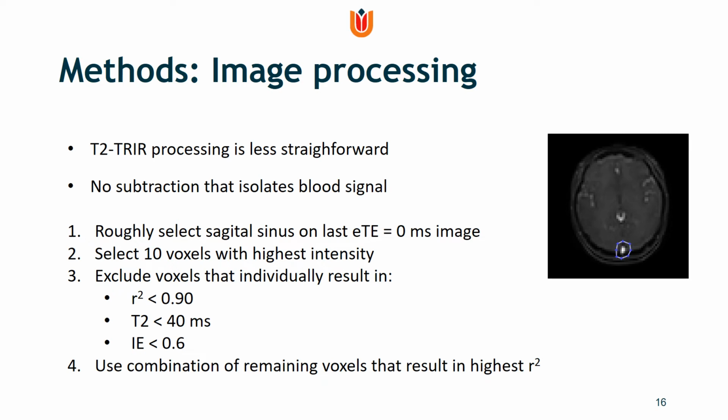Then the signal fit is done for each voxel separately, and the voxels with a fitting R squared lower than 0.9, T2 lower than 40 milliseconds or an inversion efficiency lower than 0.6 are excluded because they are not likely to represent blood signal. With the remaining voxels, each combination is tested and the combination that results in the highest fitting R-square is used.